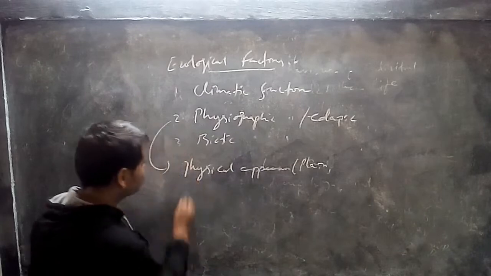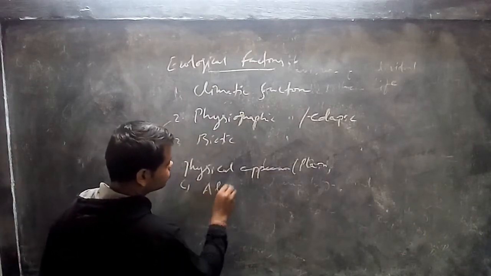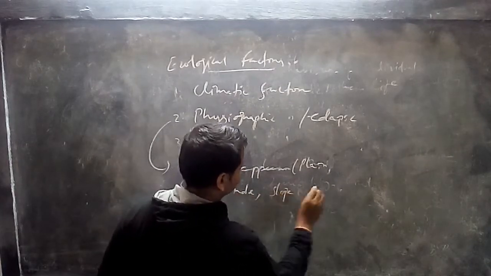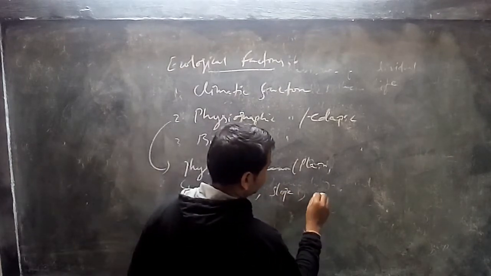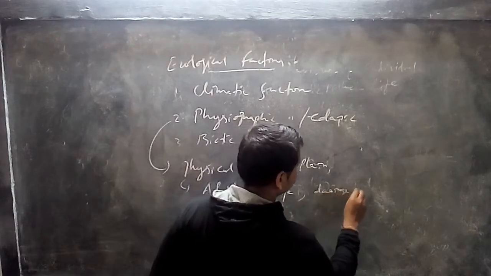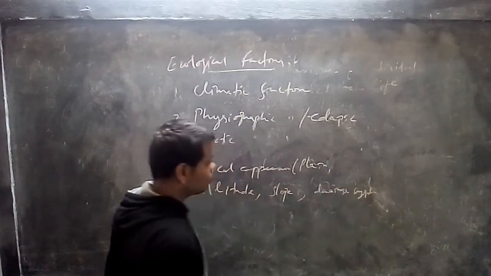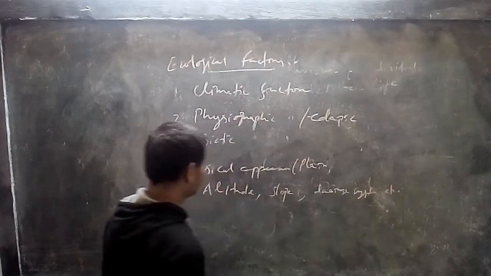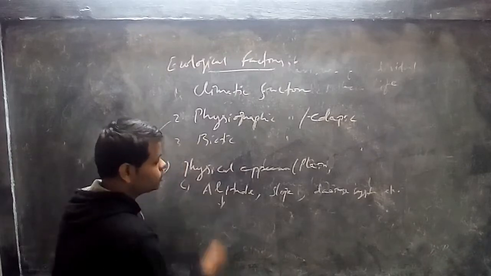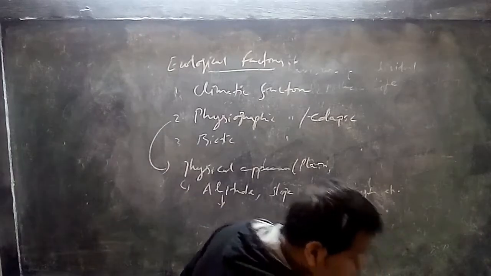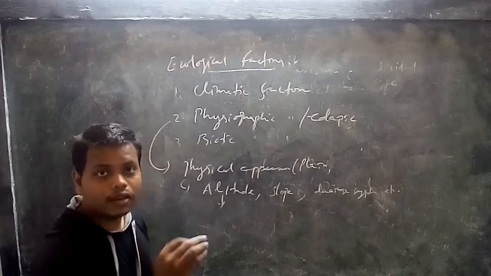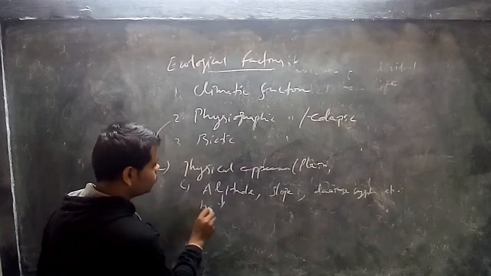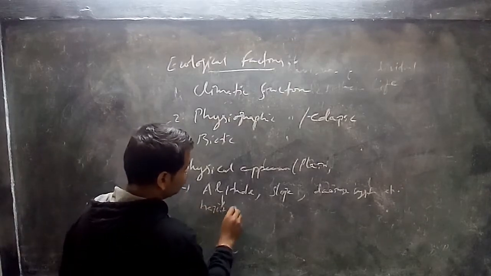Those physiographic factors are maybe altitude, then slope or steepness, then the drainage system of water, etc. First, see altitude. Altitude refers to the height of the land from the sea level. Altitude refers to height from the sea level.